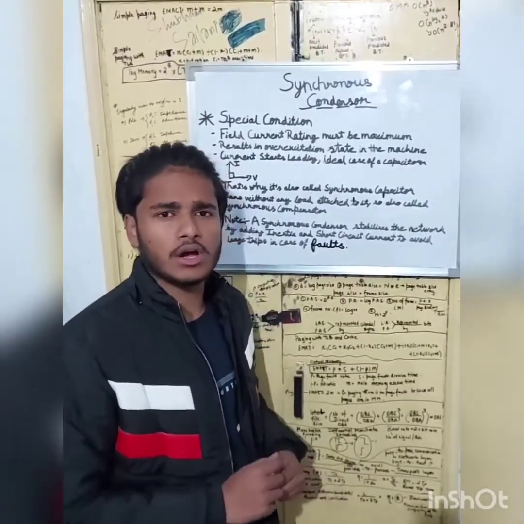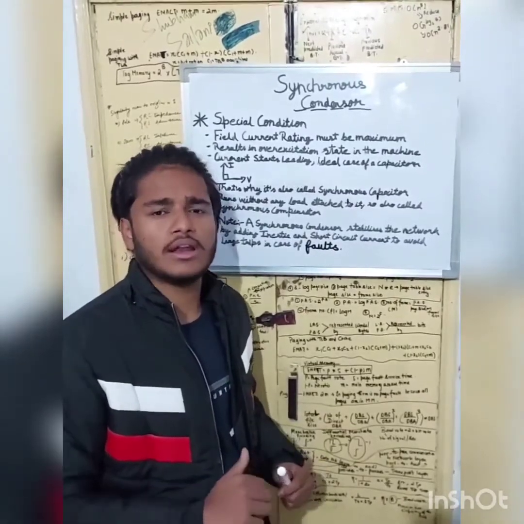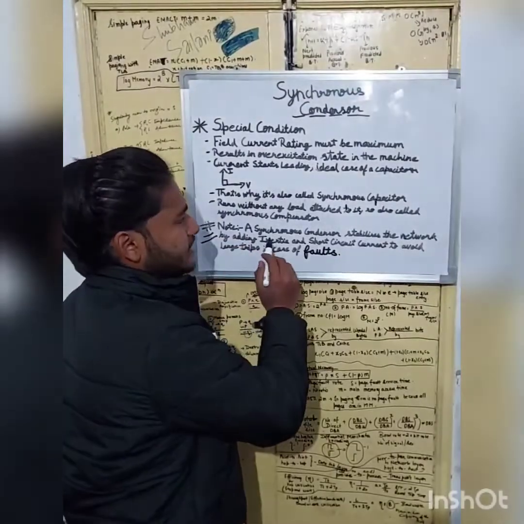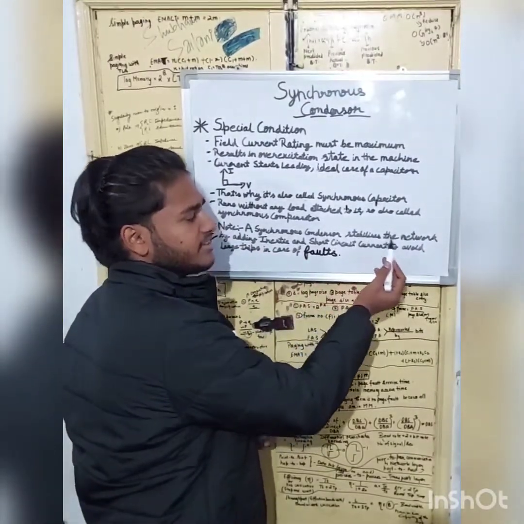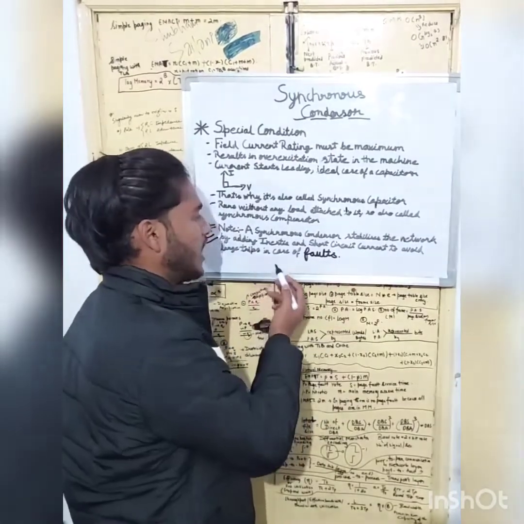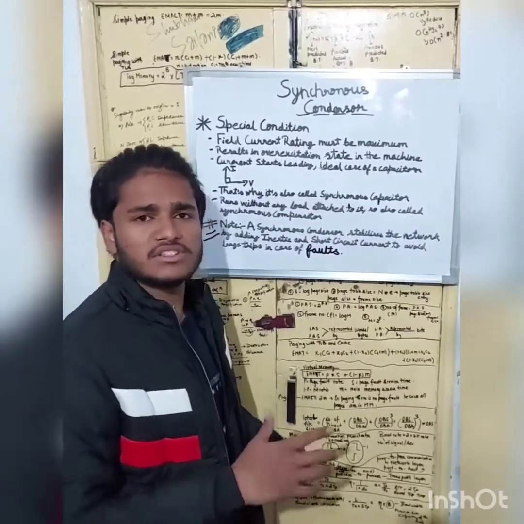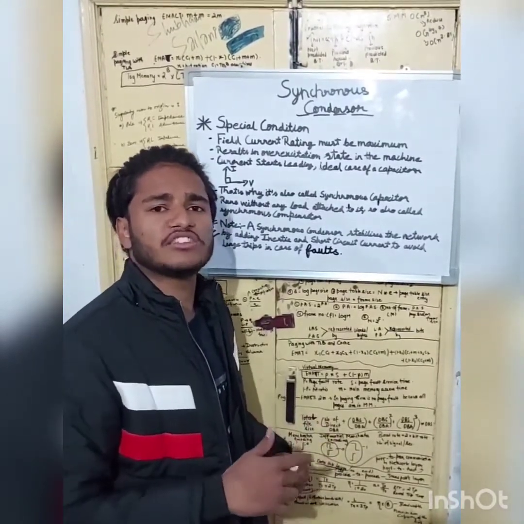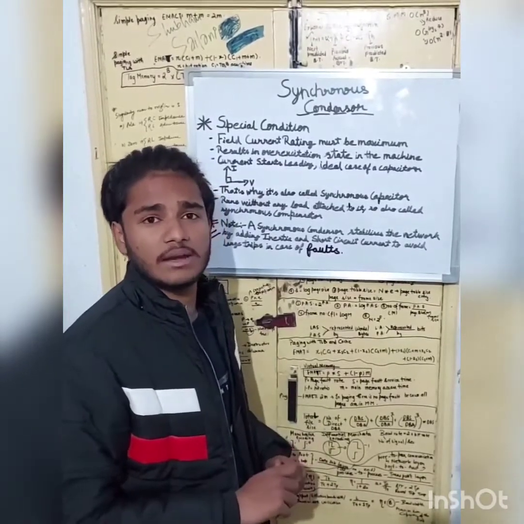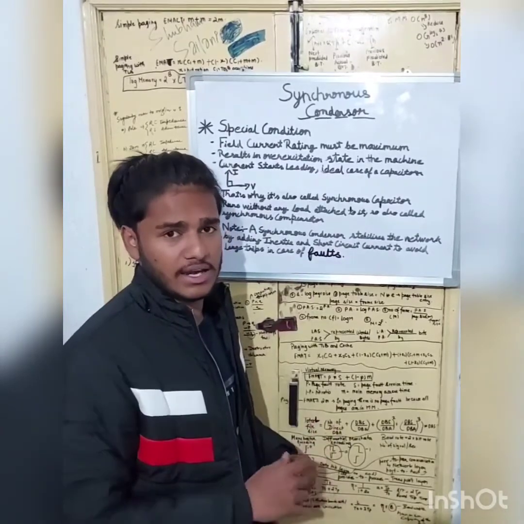In order to conclude my topic, I have written a very important note here, which I would like to read out loud. A synchronous condenser stabilizes the network by adding inertia and short circuit current to avoid large trips in case of faults. Which summarizes what I was trying to explain with the help of the example, that a synchronous condenser can be used in order to minimize losses and avoid faults of any kind.